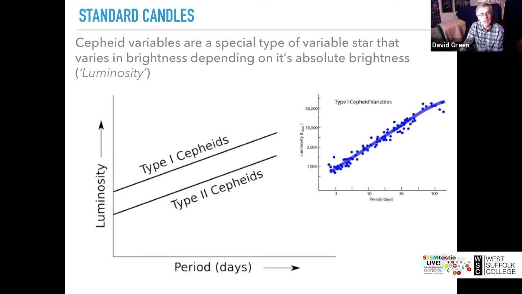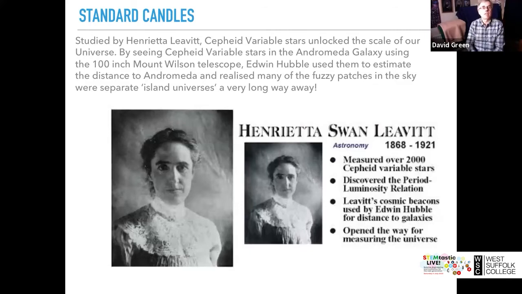And by knowing the distance to a whole load of Cepheid variables and measuring the periodicity of their brightness going up and down, she was able to draw a graph that showed there was a linear relationship between the brightness of a Cepheid variable and how quickly it varies in brightness, its periodicity of brightness. So this gave Hubble, an astronomer in the 20th century, the means to work out distances. So there's Henrietta Leavitt. She's the lady who did the work.